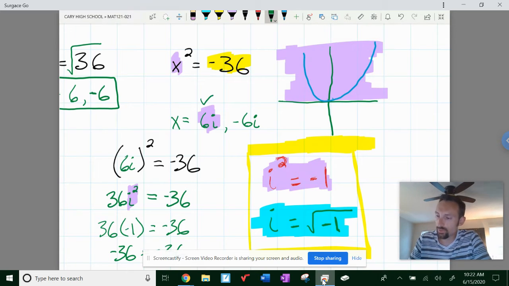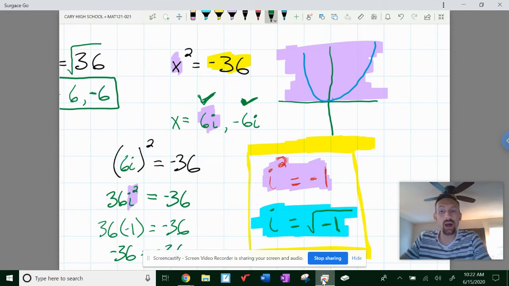And so I've proven that 6i will work. If I do negative 6i, I'm just going to tell you, you will also get negative 36. So again, you're going to see those two solutions there. And so this is the reason that this value here, j or i, whatever you want to call it, was created by a mathematician. You can see it kind of solves this problem for us.